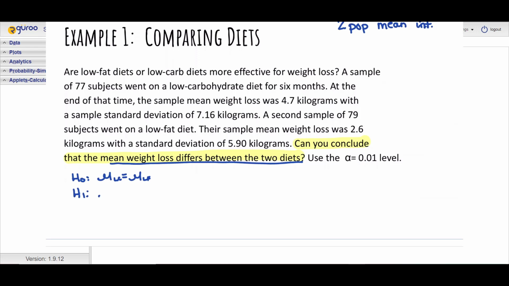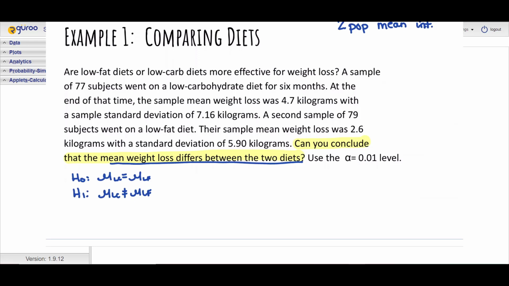For the alternate, we're going to look to our claim. They're claiming that the mean weight loss differs. Now, it doesn't specify how it differs. It just says differs. So if they don't specify less than or greater than, we're going to do not equal to. So there we have our null and our alternate statement.